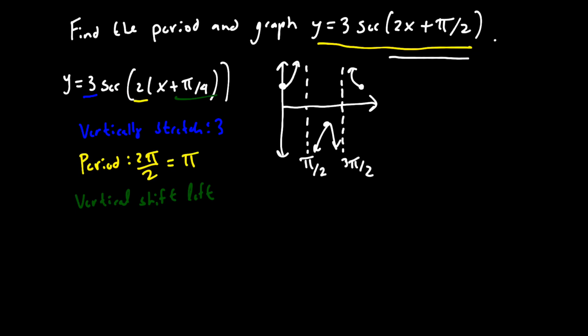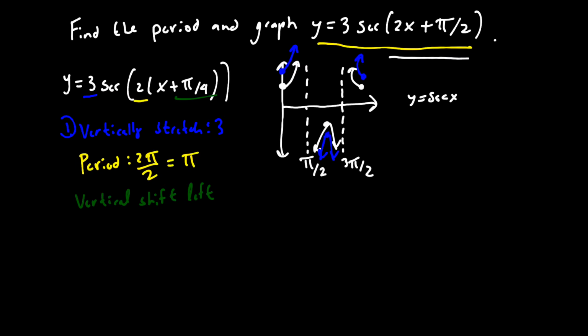So here we have the graph of secant x. And if we apply our first transformation, we'll call it number 1, our vertical stretch, what's going to happen is all the y values are going to be multiplied by 3. So our graph is going to change as follows.